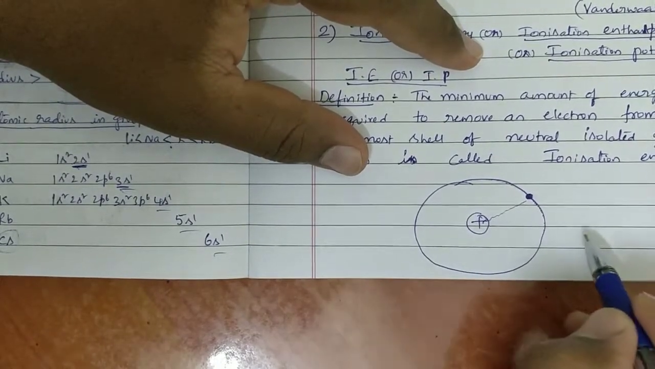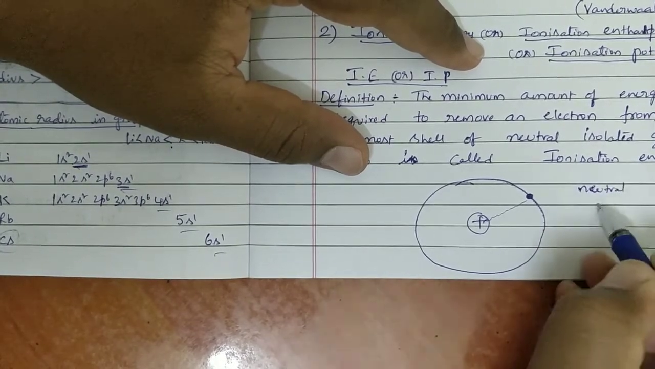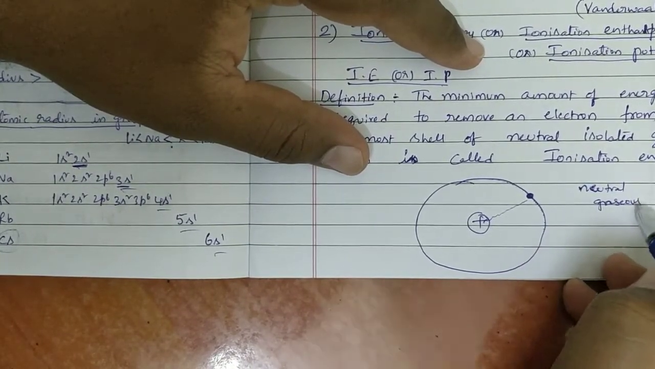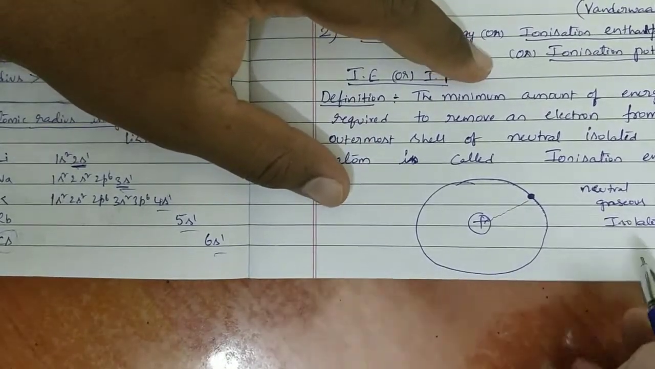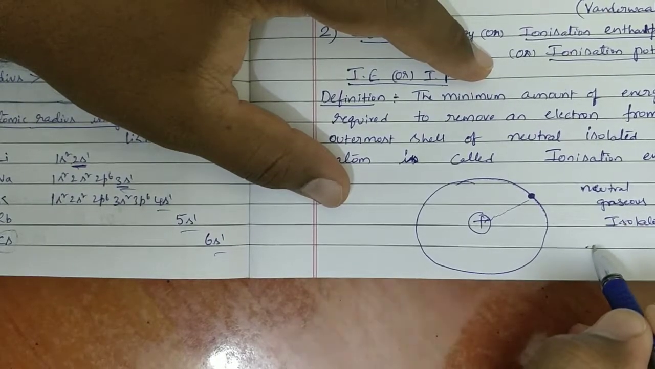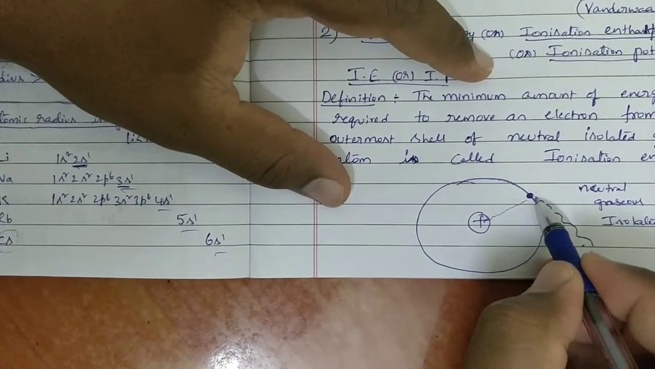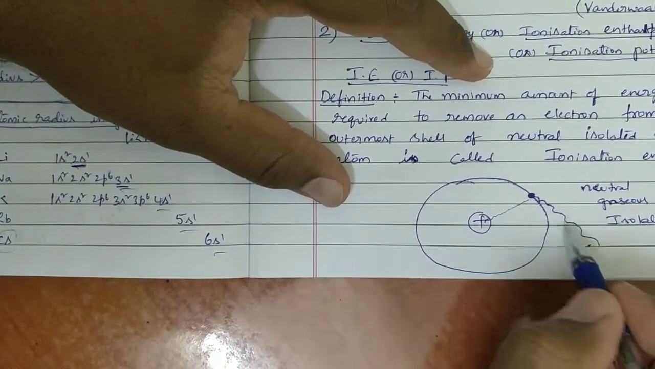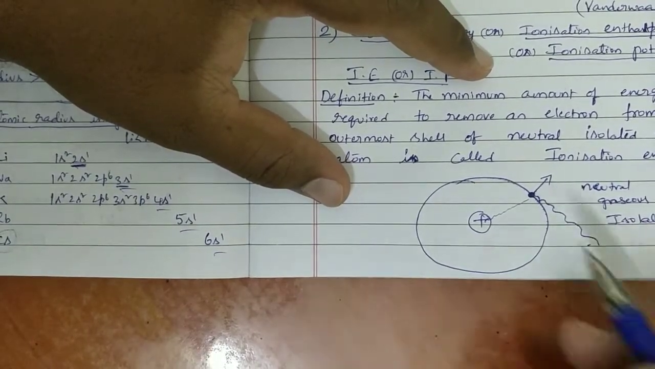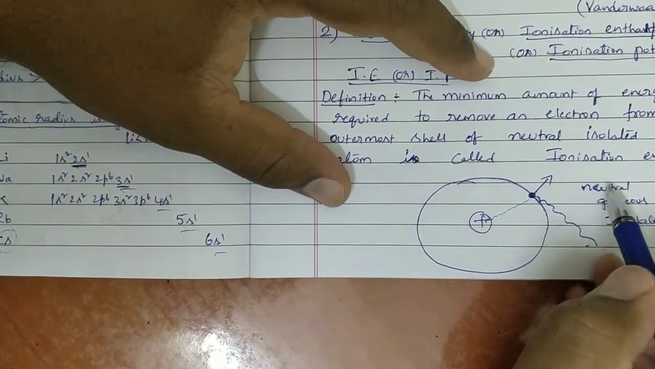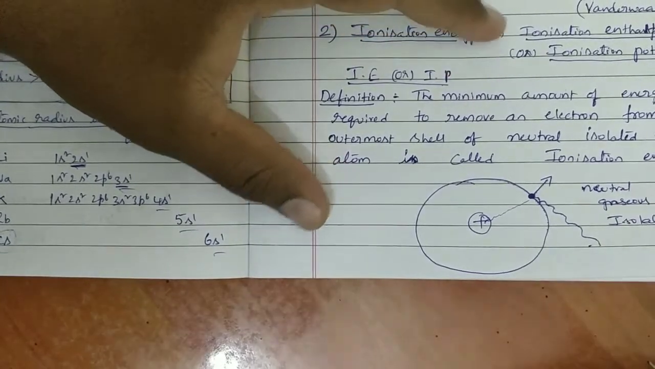Now, this is present in a neutral state, gaseous state, and isolated state. That means it is not in a combined state also. Pure atom I have taken. Okay. Now we need to supply some amount of energy from outside to remove that electron. How much energy is required from outside to remove that electron from the outermost shell of a neutral isolated gaseous atom? That is called ionization energy.